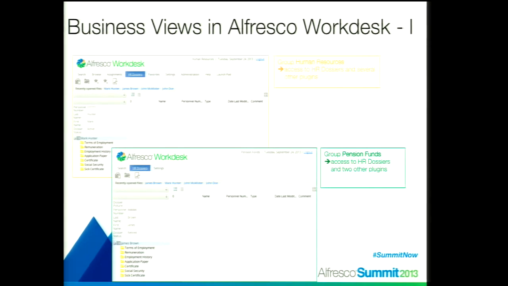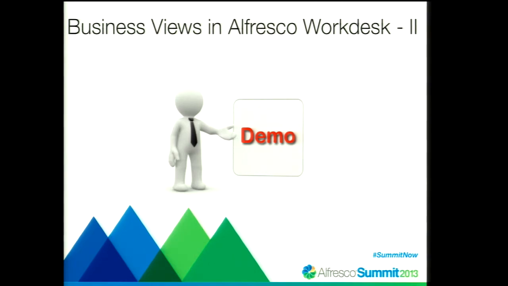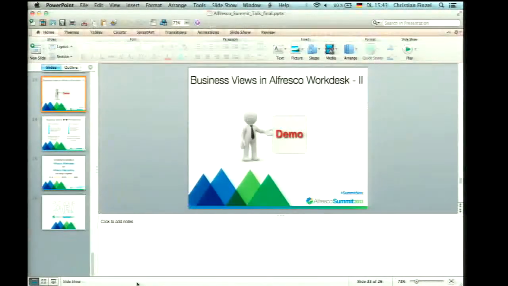So you can define for each user group which plugin, which search template should be available for this group. That's powerful, and I think that's a mandatory requirement for most of your projects. You might have big projects, and the users should only get what they need. They shouldn't get too much information. This might be, of course, confusing for them. And yeah, that's what I would like to show to you right now, how to set up such a business view in Workdesk and how it looks like.